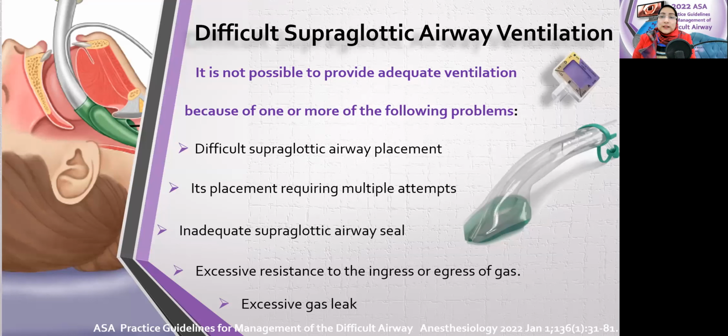As I defined, difficult supraglottic airway ventilation is when it is not possible to provide adequate ventilation, confirmed by end-tidal CO2 in expired gas, because of one or more of the following problems: either difficult supraglottic airway placement, or its placement requires multiple attempts, inadequate supraglottic airway seal, excessive resistance to the ingress or egress of gas, or excessive gas leak. And it was also defined that to declare difficult supraglottic airway ventilation, you need to remove the device and think of an alternative to ventilate your patient.